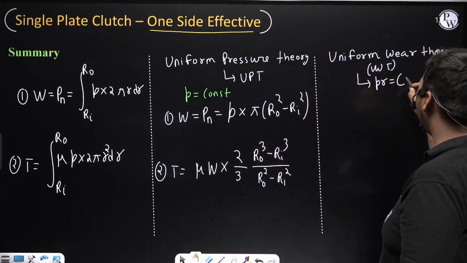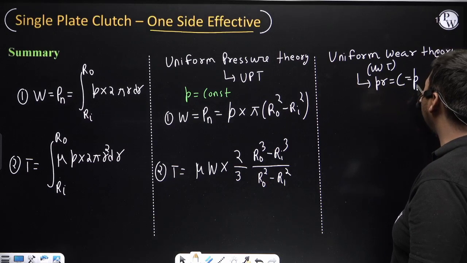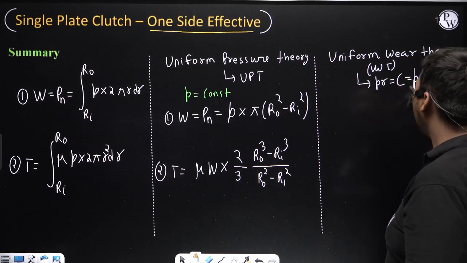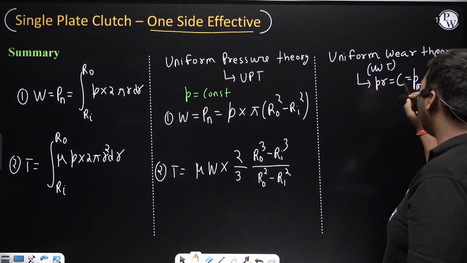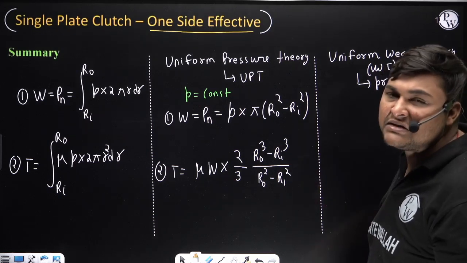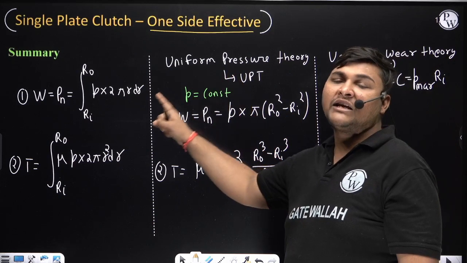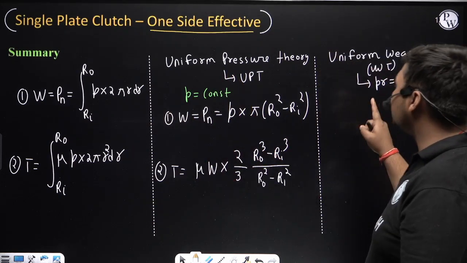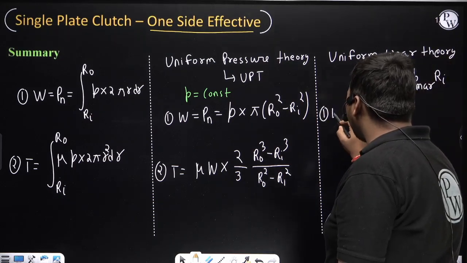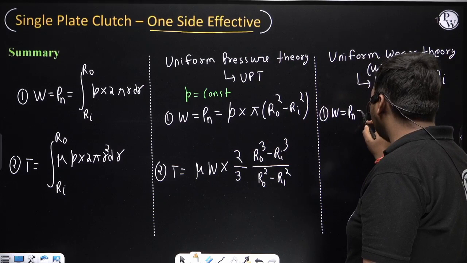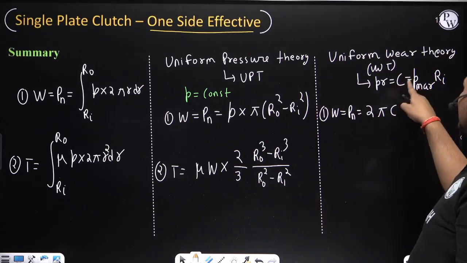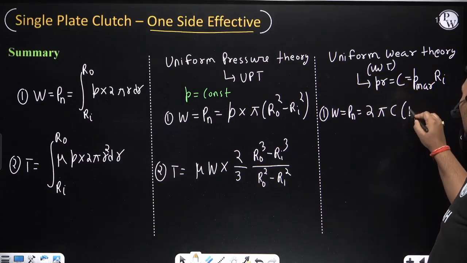The formula to calculate the value of C: if maximum pressure is given, P is P max. And P will be maximum at the inner radius, or minimum radius, and the inner radius is Ri. So the formula to calculate C is P max into Ri, because the product of P into R is constant. After calculating C, by integration you can again find the expression of W and torque, and you can remember this expression for uniform wear theory. For uniform wear theory, the formula to calculate W, or total pressure force, is 2 pi C, where C is nothing but the product of P into R, and if maximum pressure is given you can calculate C, into (R naught minus Ri).